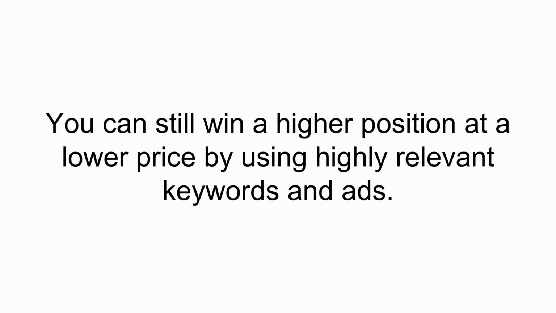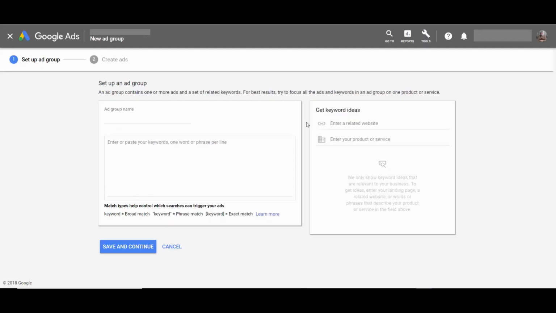So how do we take advantage of this? Again, following Google's system and following their recommendations is not the answer here. Let's look at what happens when we follow along with what Google wants us to do when setting up a campaign. While you're setting up your campaign, Google is going to take you through this screen where you add your keywords. And they'll even give you keyword ideas. You can type in your website or a related website.